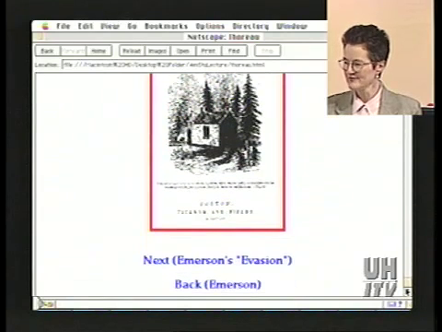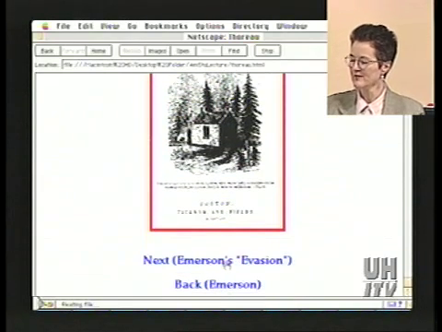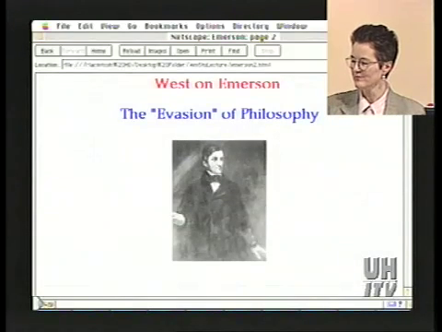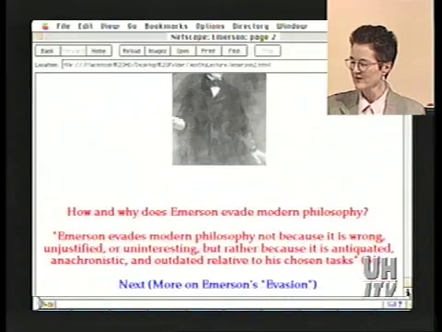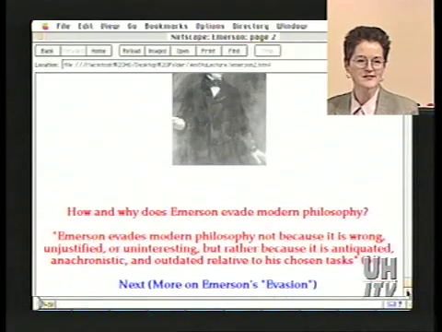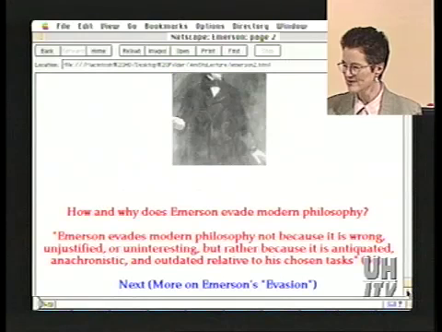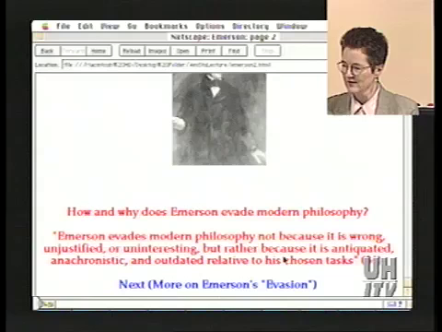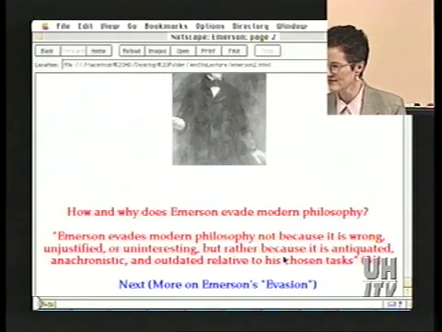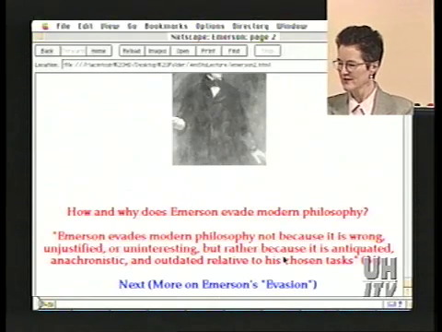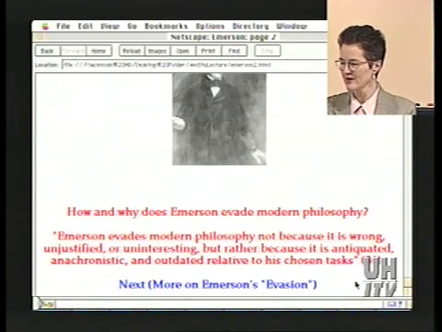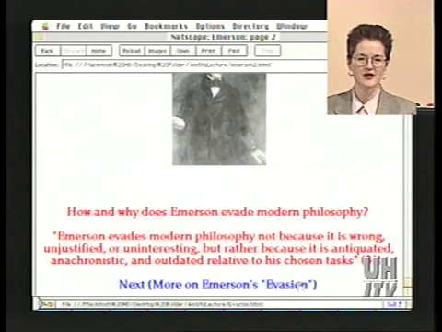Let's go back then to a little bit more about Emerson and Emerson's evasion of philosophy that we've been hearing a little bit about and you've been getting the flavor of. How and why does Emerson evade modern philosophy? West explains as follows. This is a quote from his book: Emerson evades modern philosophy not because it is wrong, unjustified, or uninteresting, but rather because it is antiquated, anachronistic, and outdated relative to his chosen tasks.